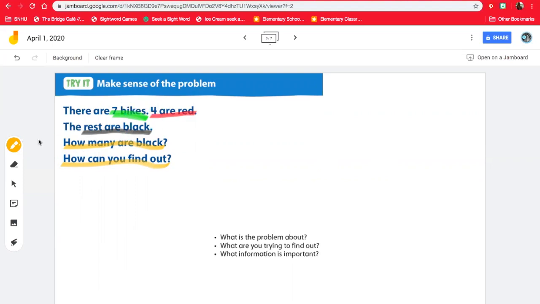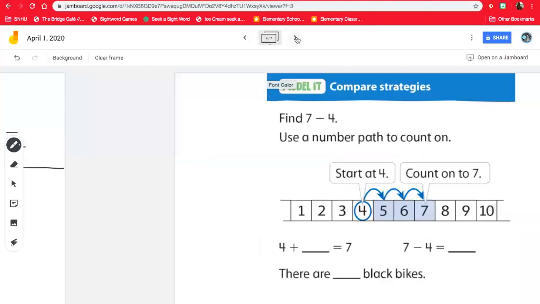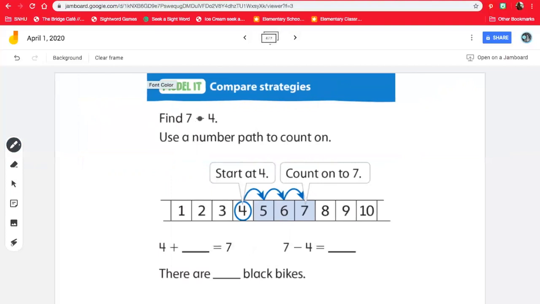There's 7 bikes, 4 are red. We need to figure out, are we going to have an addition sign here or a subtraction sign to find out how many are black? Let's see what the next slide has. It's a subtraction problem, so we need to find out 7 take away 4.